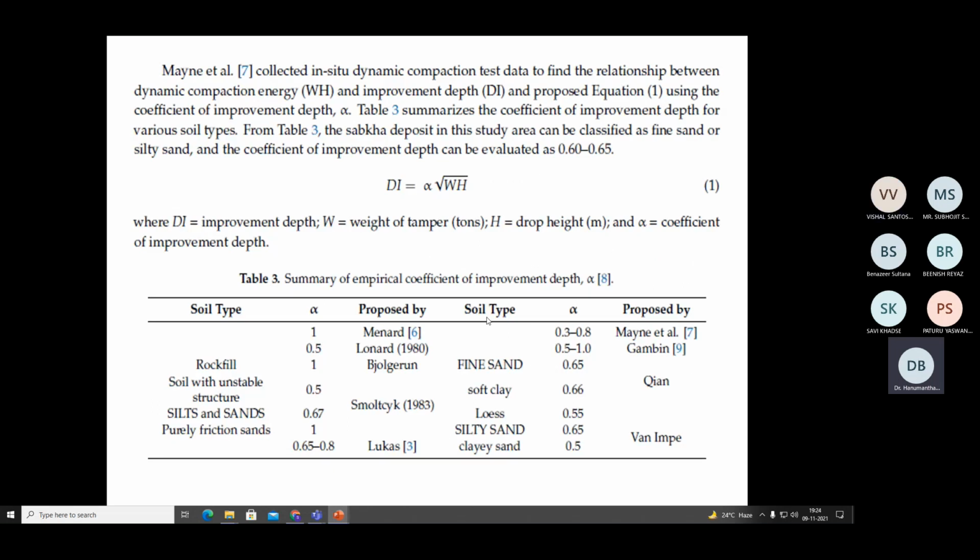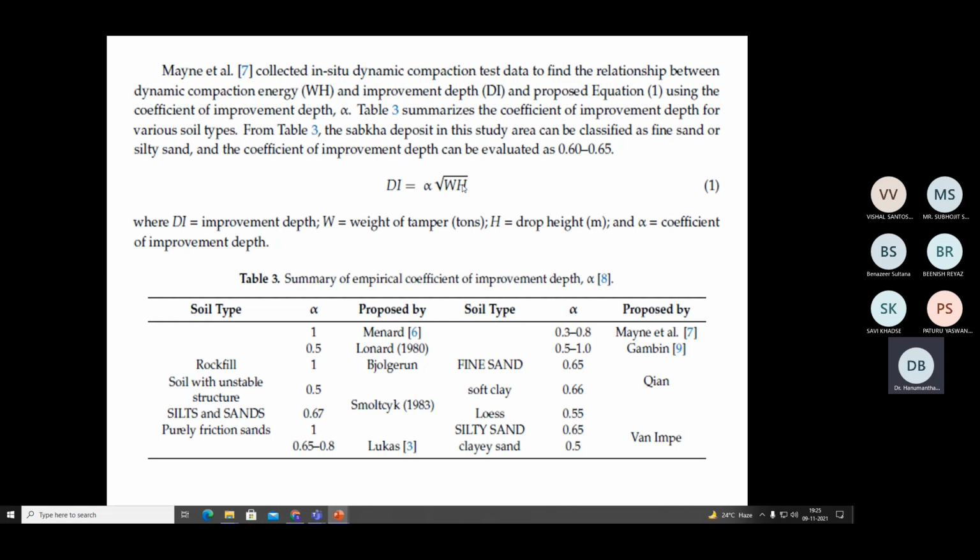Now, I told the mechanism of deep dynamic compaction, but what should be my improvement depth, and how shall I determine the improvement depth? Many people have tried to understand this because the depth of improvement varies from case to case and from soil to soil. In such a case, how shall I design the dynamic compaction depending upon the variability of the soil type? There, what people have done is they try to correlate depth of improvement with the amount of energy that they have applied.